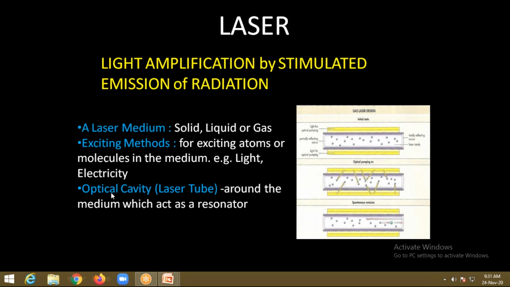Then there is the optical cavity or laser tube around the medium, which acts as a resonator. This optical cavity is nothing but these mirrors. The electrons, atoms or molecules resonate within the medium, which gives rise to the amplification of the light. When the electricity or excitation is removed, they come back to their normal position.